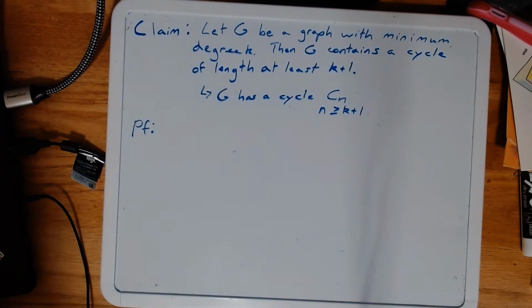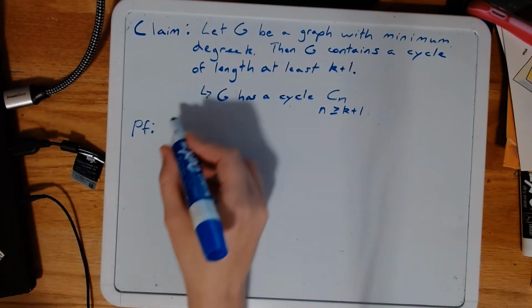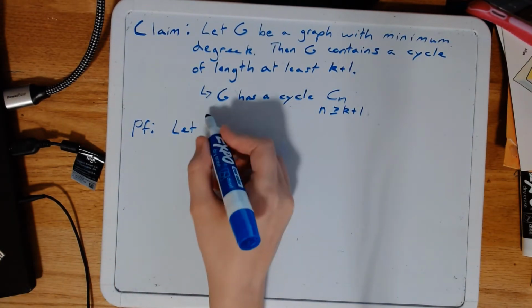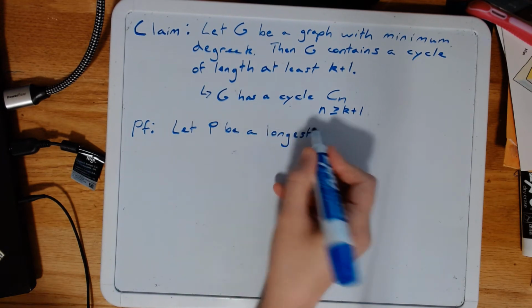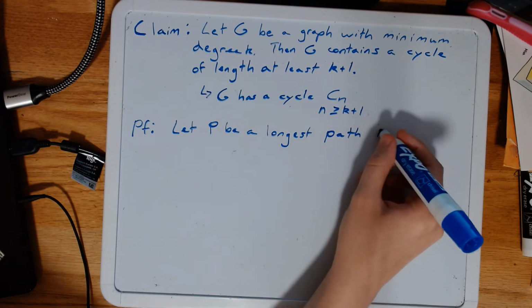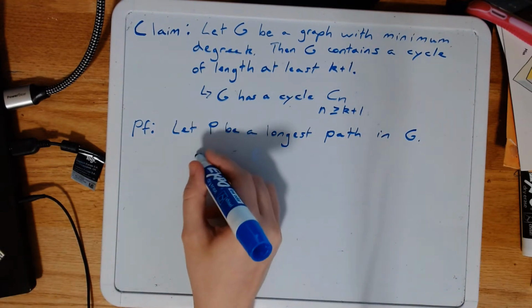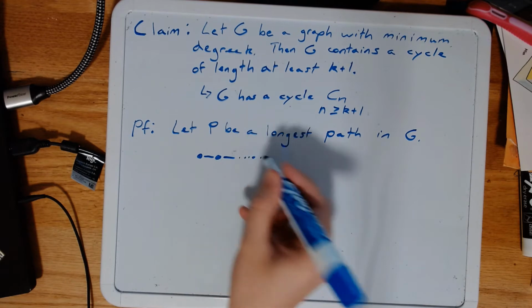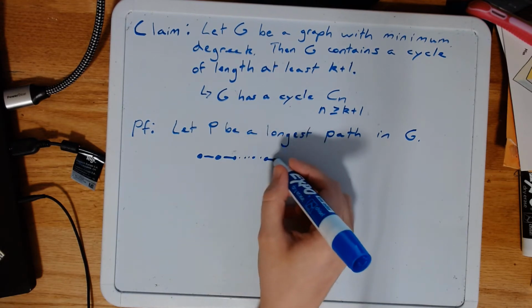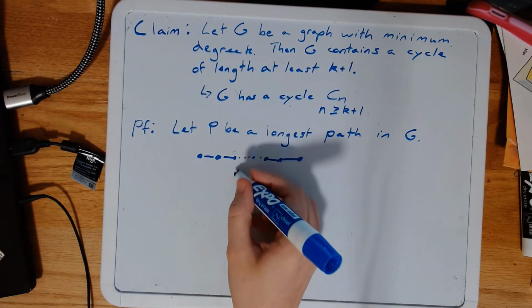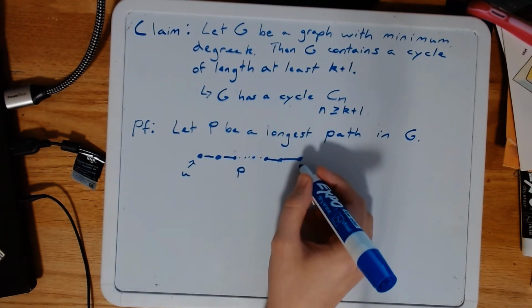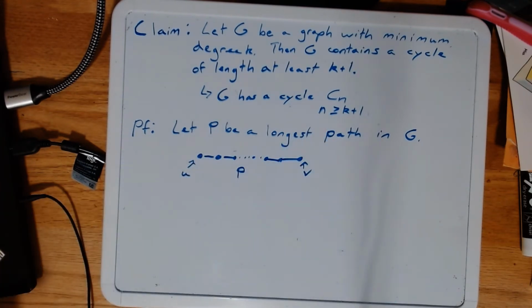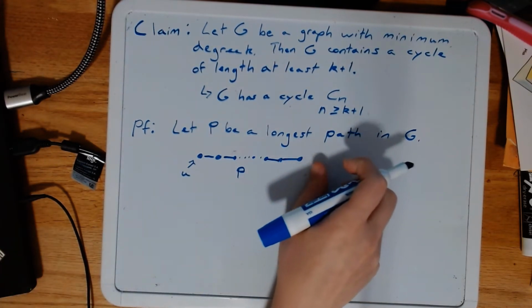So like I said, we're going to use the strategy of looking at a longest path, right? So G definitely has a longest path P, so let P be a longest path in G. Some stuff happens in here. So here's our path P. It has two end vertices. Here's U, and here's V. But it turns out we really only care about U. So let's just look at U.